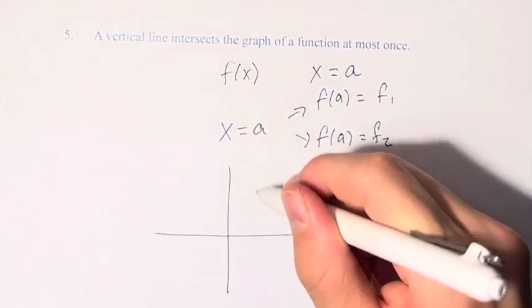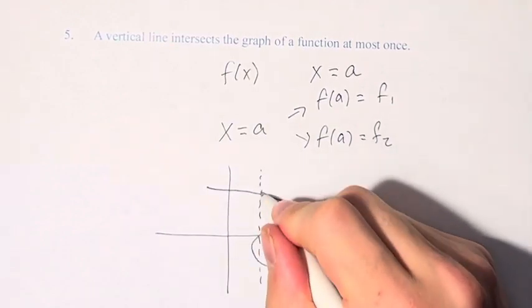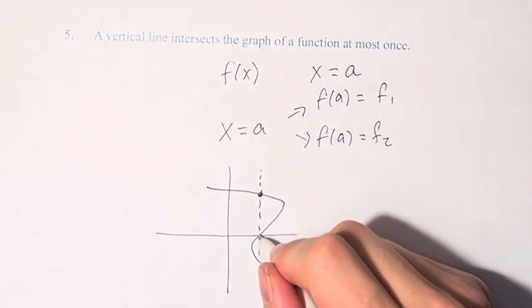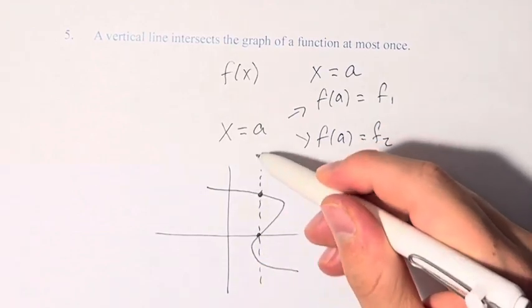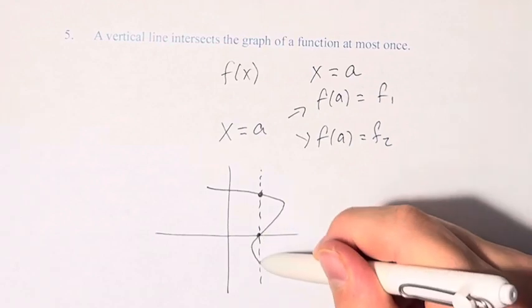For this to occur, where we have this vertical line, the value of the function at this line at x equals a has to equal more than 1 point. Here I actually have 3.